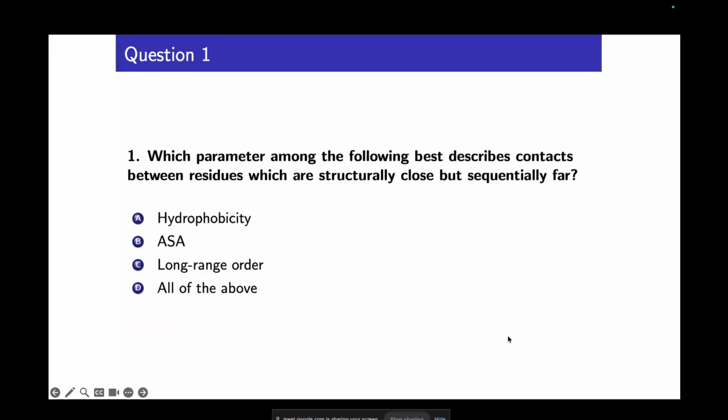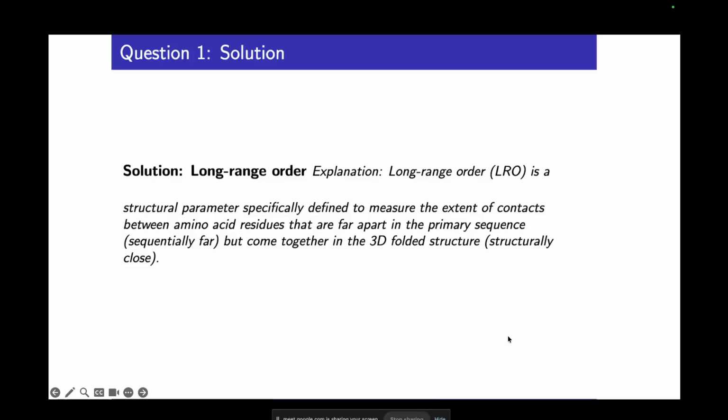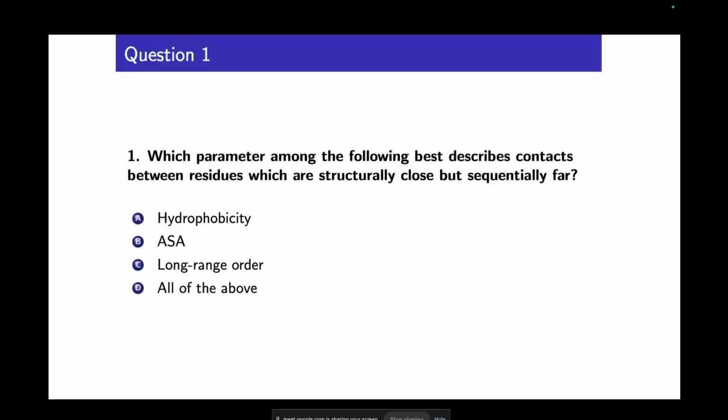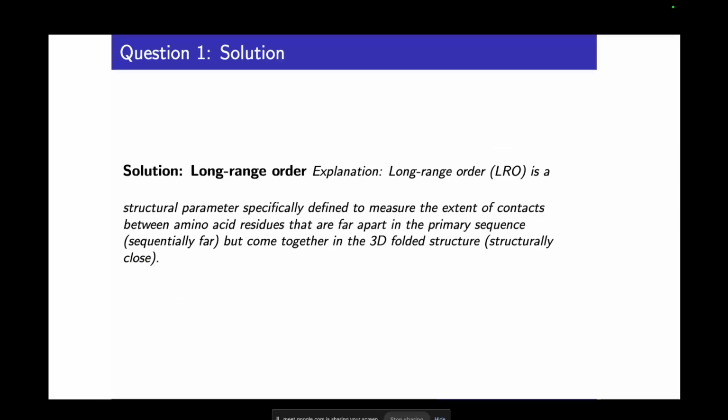So this is basically the definition of long range order. The idea is that you have residues very far away in the sequence, but when the protein folds, physically they come closer to each other. So that is long range order. Okay, moving on.